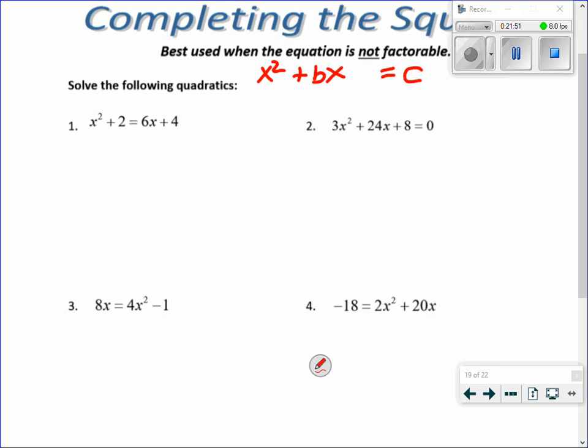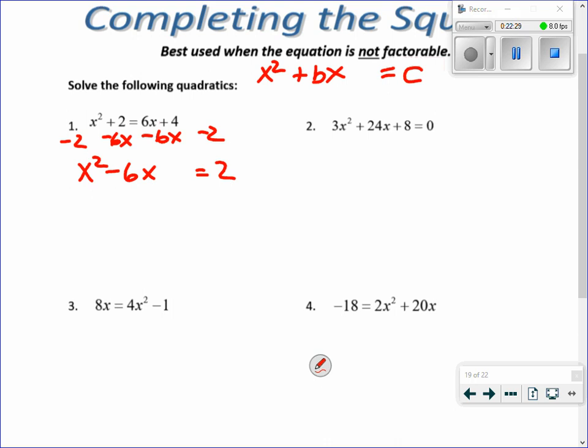So looking at question 1, I have my x squared on the left. I also want my x term to be on the left, so I'll have to subtract 6x on both sides. I want the 2 to move to the right side, so we'll also have to subtract 2. So it would look like x squared minus 6x is equal to 2. That's your first step, getting your x squared and your x on one side, and then just that number term, the constant, on the other.